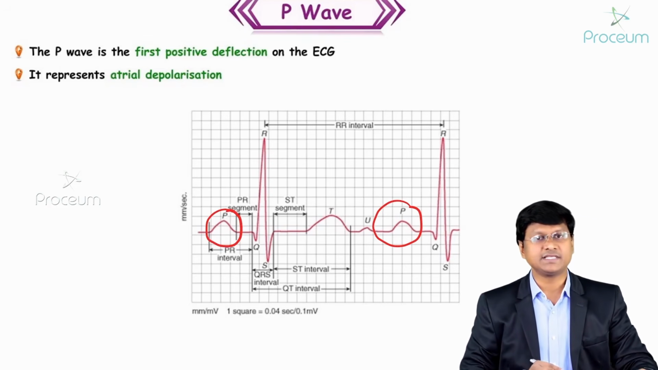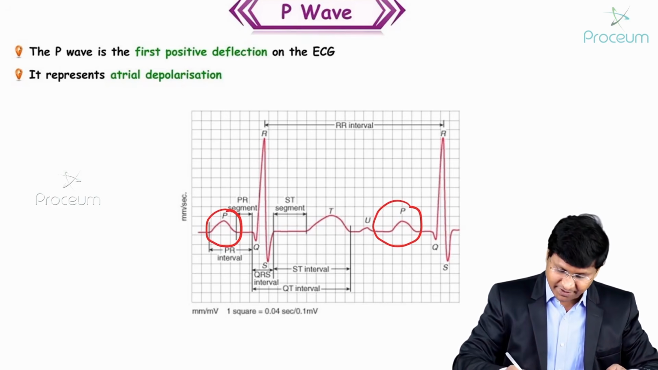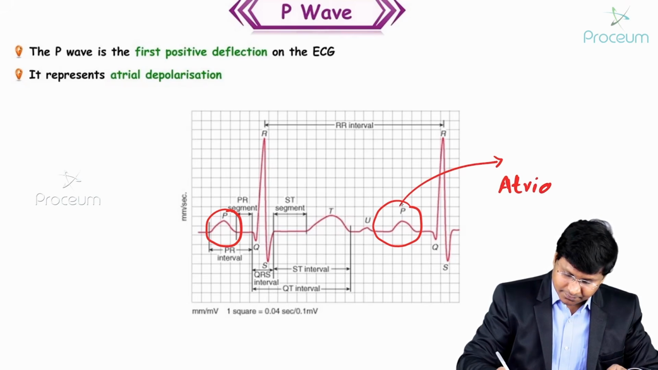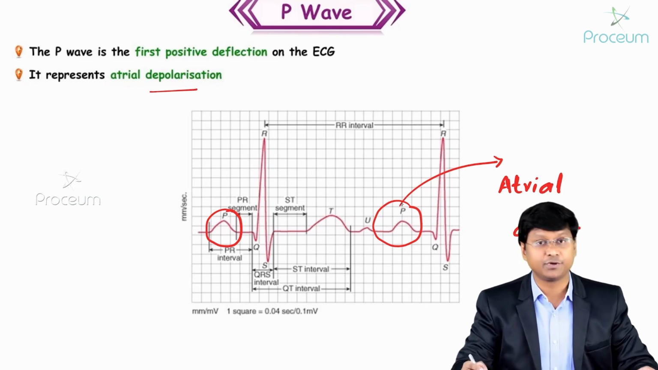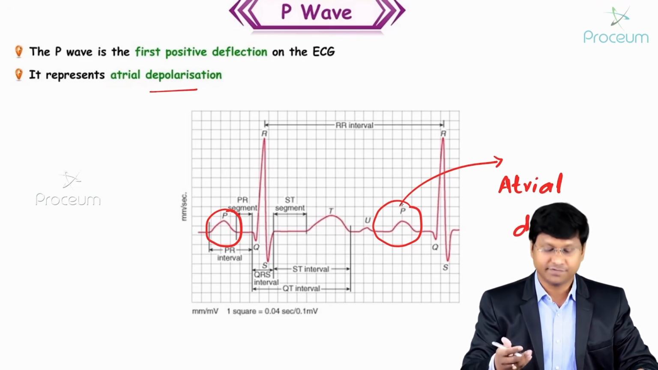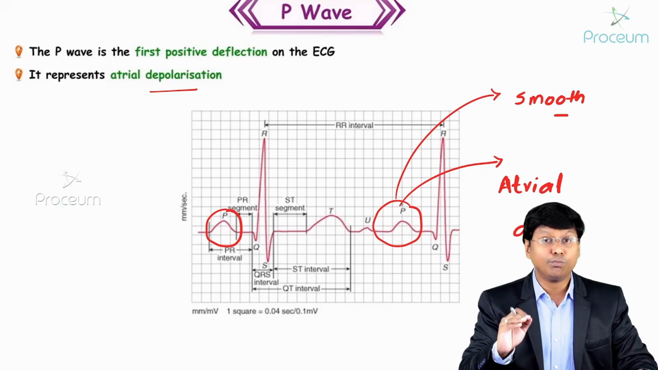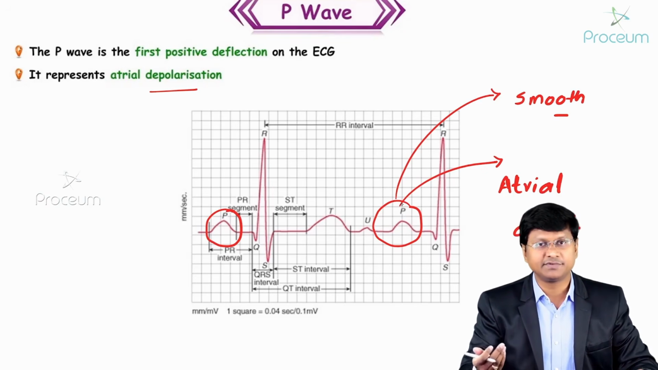Now, what is this P wave due to? This particular P wave is due to atrial depolarization. Now, what is the morphology of the P wave? It has a smooth surface which is monophasic.